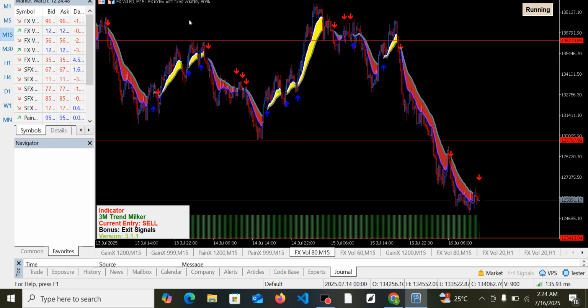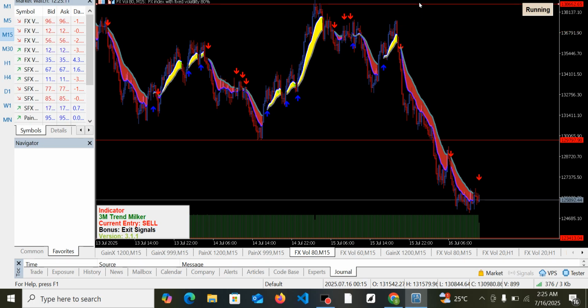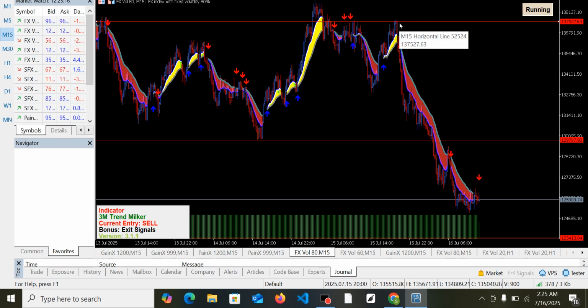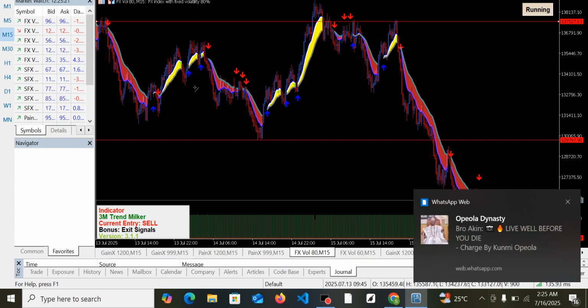So this is FX Volume 80. I'm on the 15 minutes time frame. This happened to be the last major support zone, and it went up and was unable to break out from there. So it went on a downtrend and came back. You can see here is a pullback, and it went back up to see if it could try out the resistance region. However, it didn't get to this particular resistance region, but it got to this particular one and it was unable to break out from there. So you can see the movement right from there.